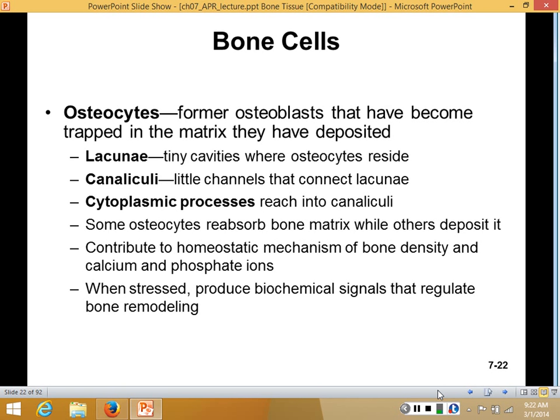So these are your osteocytes. They're housed inside of the lacunae. Canaliculi are little thin projections that run from one osteocyte to the next. It's kind of like a gap junction. Connects to lacunae.